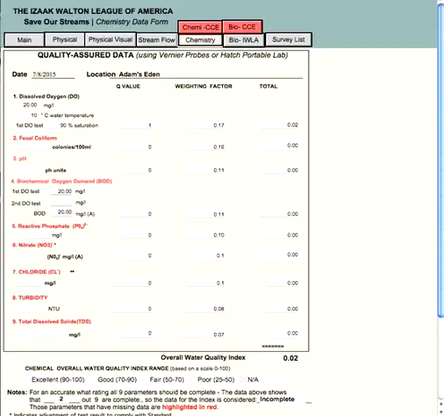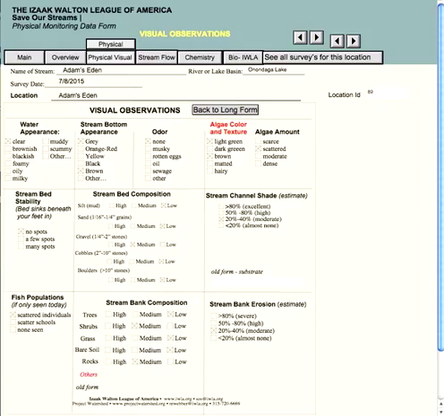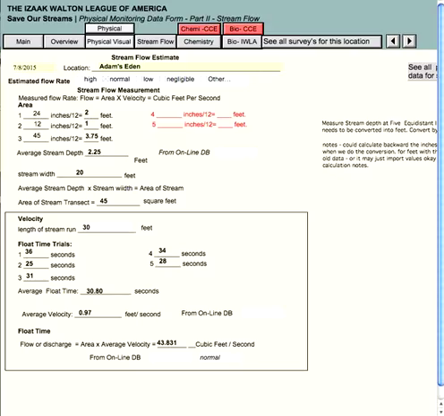This video will focus on how to enter the chemistry data. In our example, we have completed the physical information for Adams Eden location. We've done the stream flow. As we can see, by looking at our reg Qs, we only did 3 measurements here and did not include this information. We also saw how much of the information was automatically calculated for us.